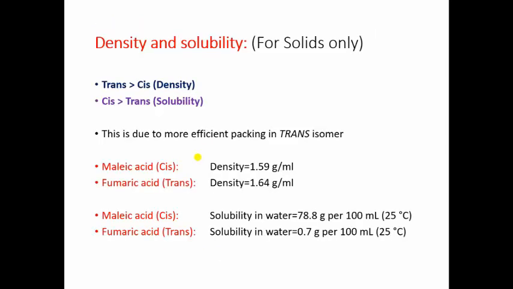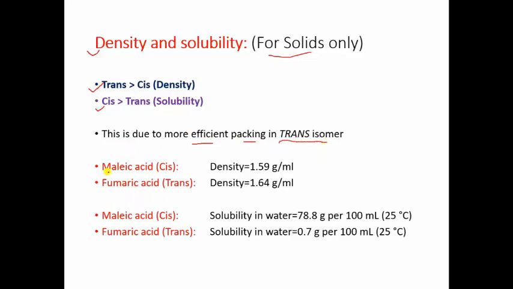Now density and solubility. This property can be explained only for solid compounds. Trans isomer has a higher density than the cis, and cis isomer has a higher solubility than trans. Obviously, as the density is higher, the solubility decreases. So this is due to the more efficient packing in the trans isomer.